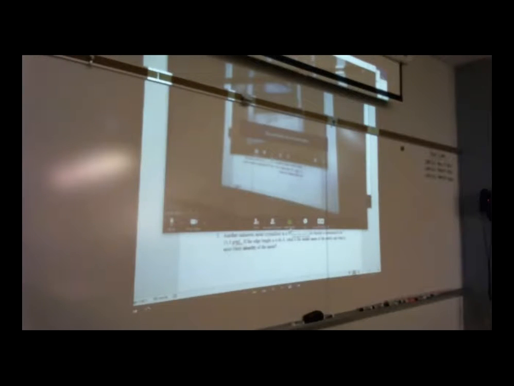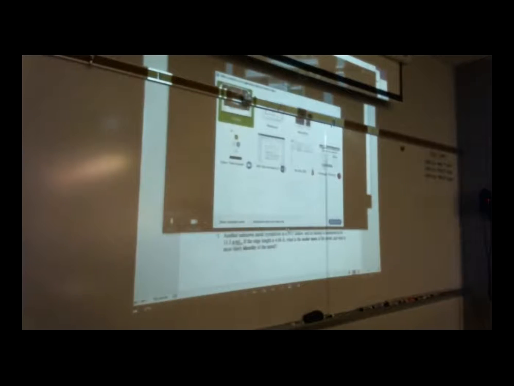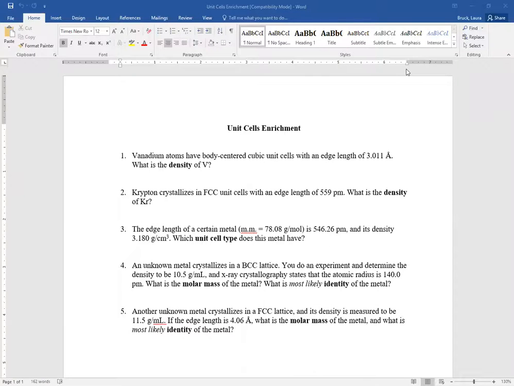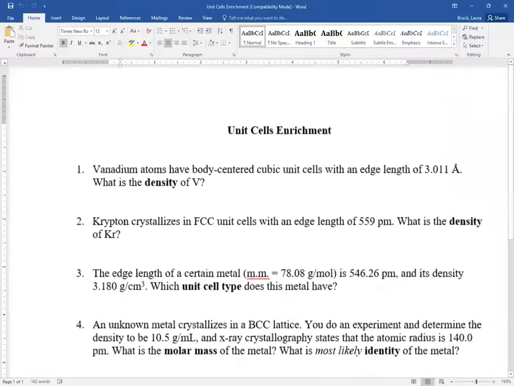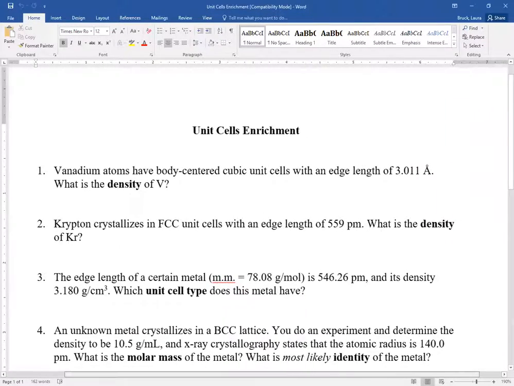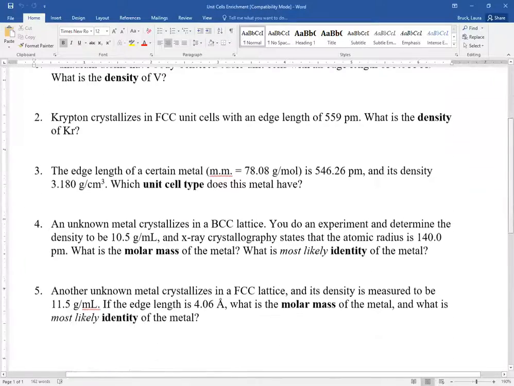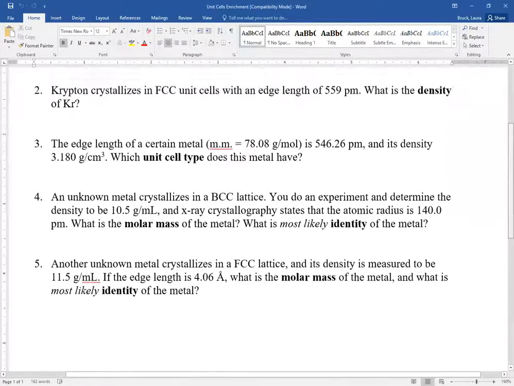All right, so today we did some enrichment on unit cells. And these are the problems that we did. So you can download this file from the course website, or you can just pause the recording, try it for yourself, and then resume when you're ready. So here are problems 1 through 4 for you to try. And then there's number 5.